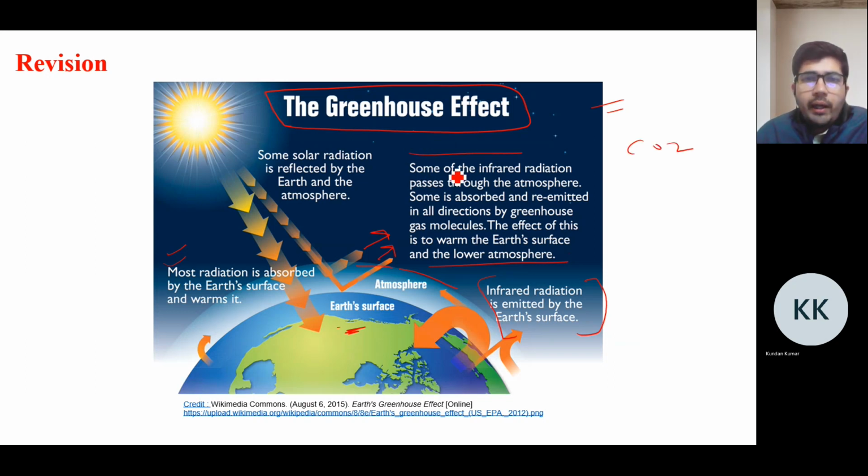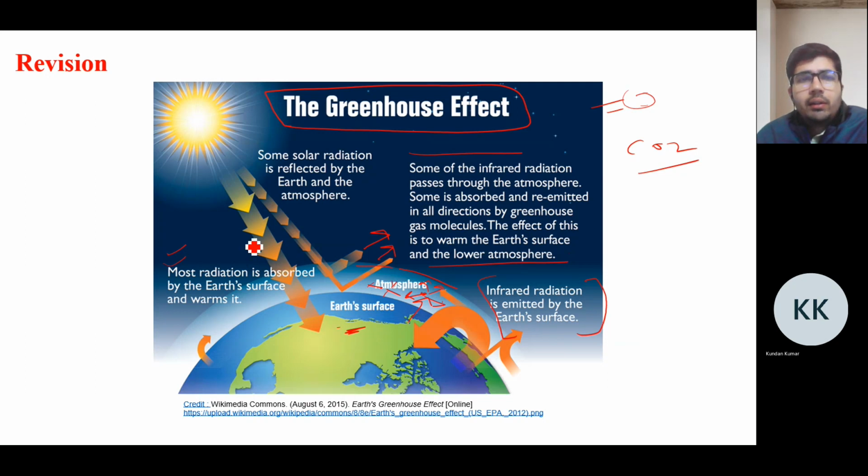So the CO2 and all greenhouse gases, when the infrared radiation is there, they will gain the heat from that radiation and again they will emit. So in this way, suppose a CO2 molecule is there, that will receive the heat from the Earth's surface, and that will heat up and again emit the heat in all directions. So this re-emission will increase the amount of heat in the atmosphere.